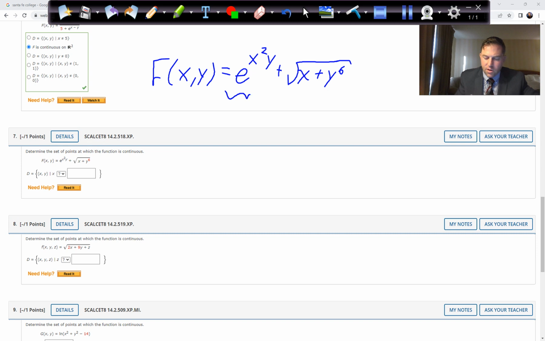Okay, this function is always continuous. There's no number you can pick. E to the 0 is 1. E to a negative number is some negative value. Is actually not even a negative value. It's a positive value because e to the negative number is just 1 over e to that positive power. So this is always continuous. So this function we don't even have to consider.